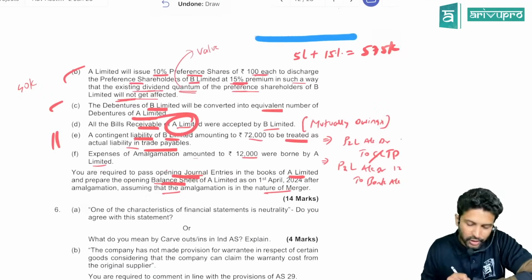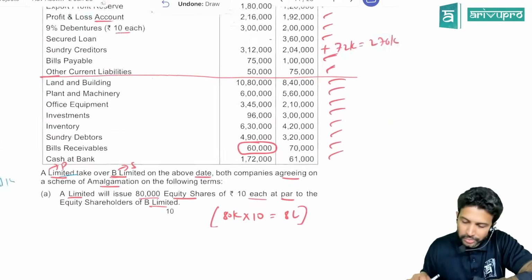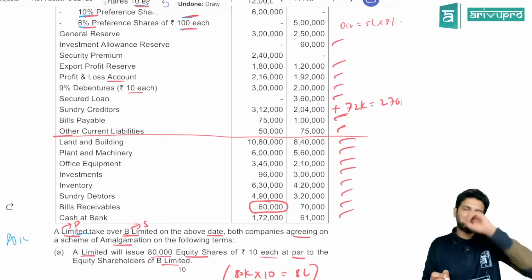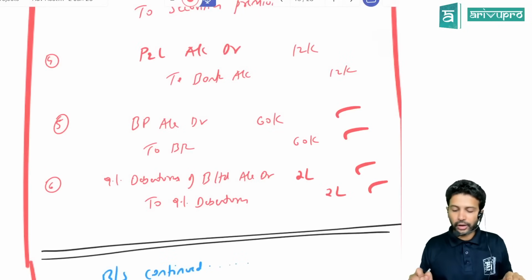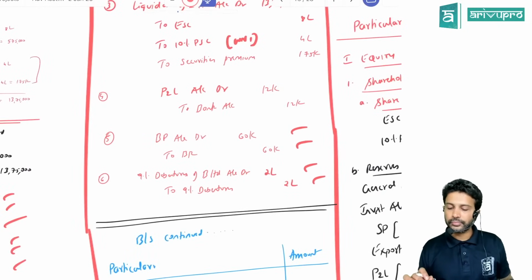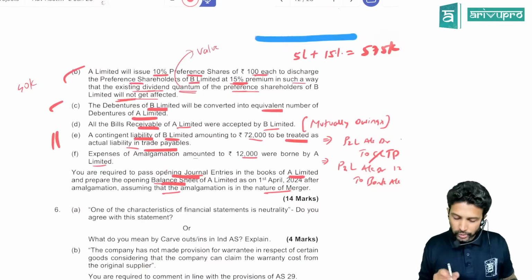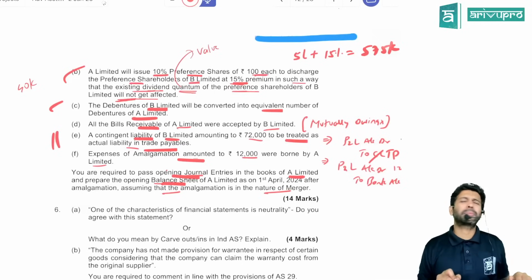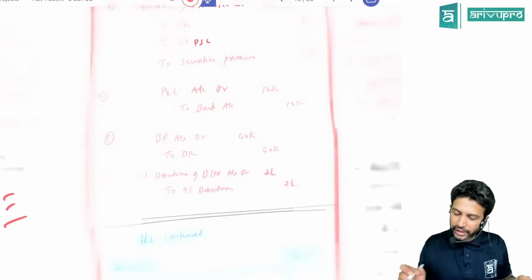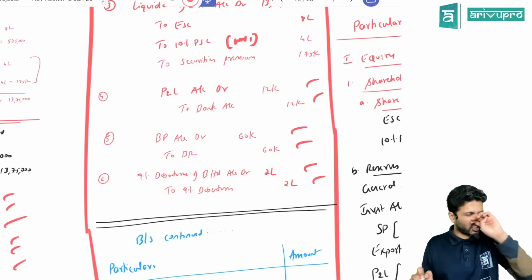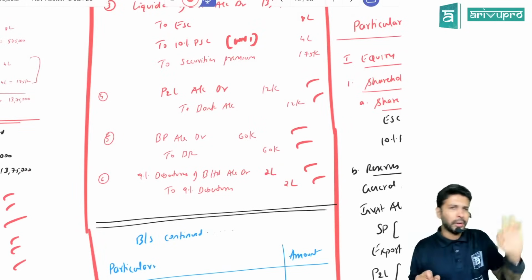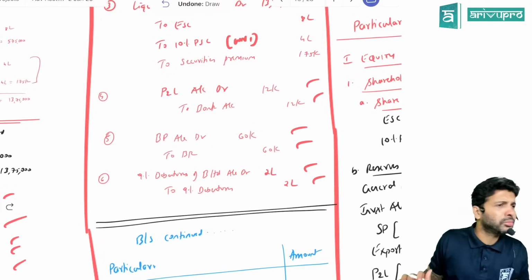They said all the bills receivable of A Limited. What is the bills receivable of A Limited? 60,000. So the mutual owings amount is how much? 60,000. So you pass this journal entry for 60,000. Alright, next they mentioned amalgamation expense. What is the journal entry? P&L account debit to bank account. Instead of P&L, if you want, you can also use general reserve to bank. But we have stuck to P&L in all our problems, so we'll do that.